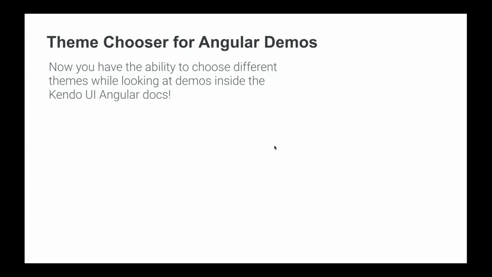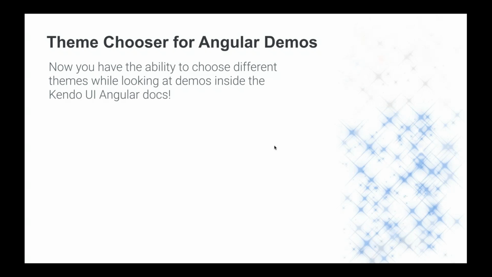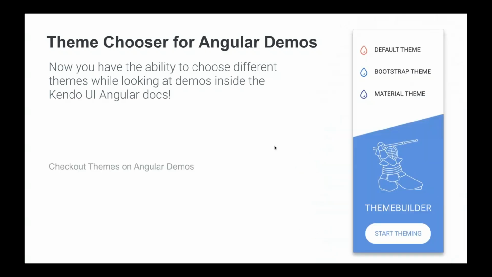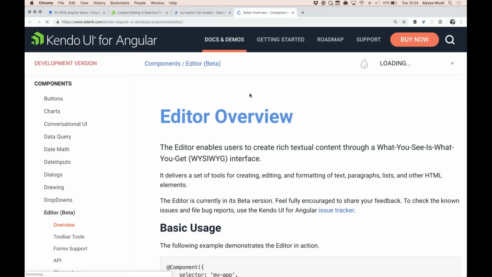But you now have the ability to choose different themes while looking at the demos inside of our Kendo Angular docs. So at the top of the docs, there'll be this little drop-down. And you can select, of course, our default theme, which should be selected by default. But then you can jump between Bootstrap and Material, and it'll actually change our demos right there in our docs, which I was just like, what?